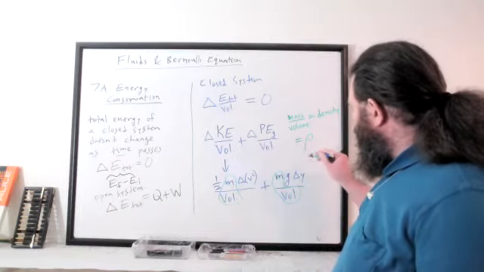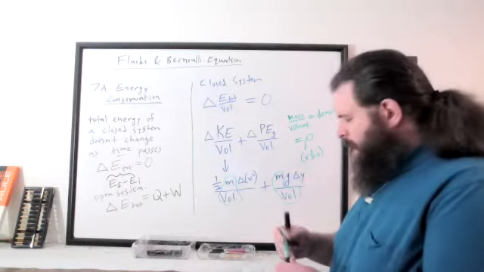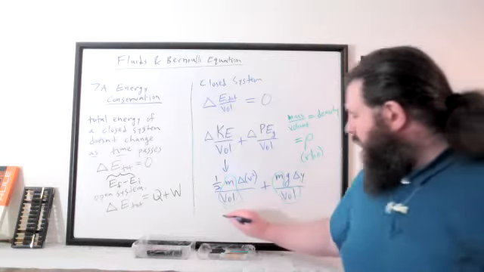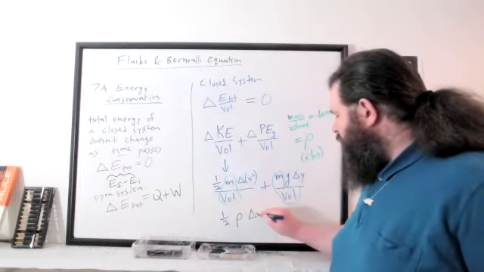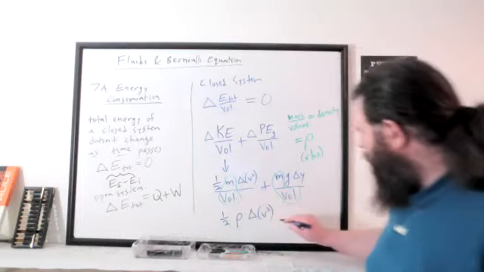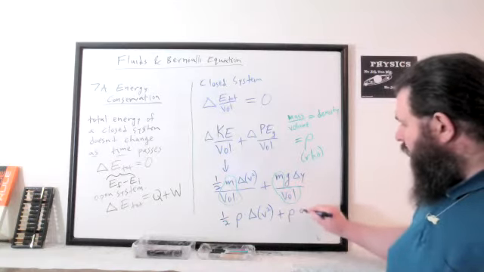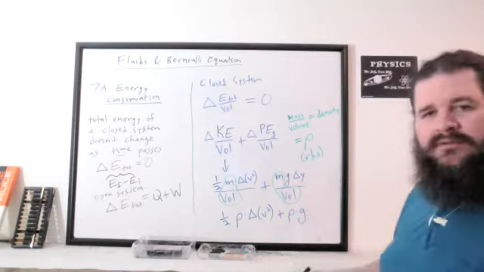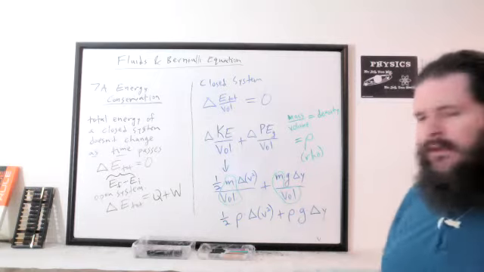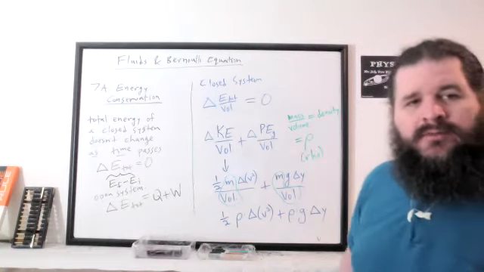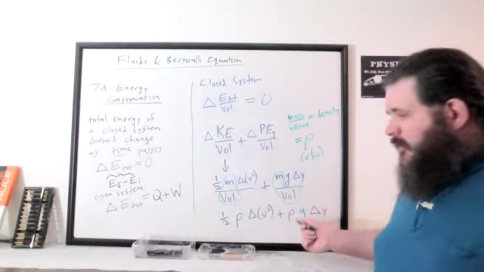So we can replace mass over volume with just density, usually written as the Greek letter rho. Looks kind of like a curvy letter P. That is the Greek letter rho. So we get 1/2 times density of the fluid times change in squared speed, plus density of the fluid again, times acceleration of gravity, the usual 9.8 meters per second squared, times the change in height. So these are our new formulas for change in energy density, change in kinetic energy density, change in potential energy density.